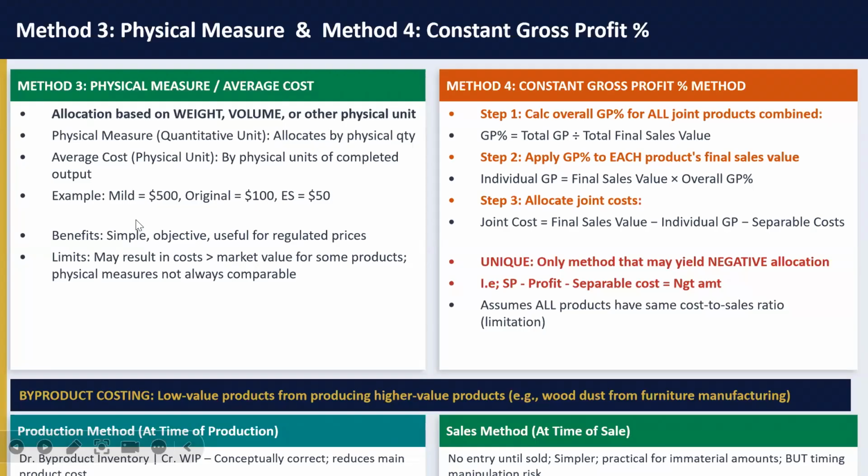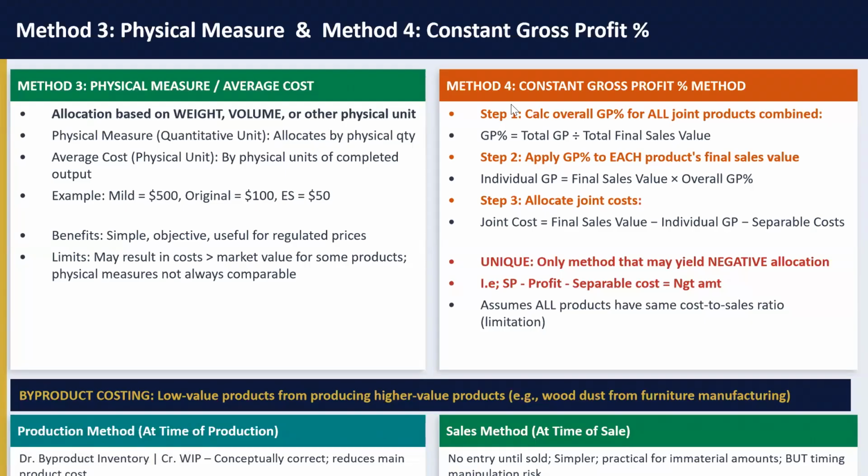Remember the gold and iron example which we took. The same case will happen for all the products in physical measure. The maximum joint cost load will be on the products that are not able to generate sufficient sales revenue. The minimum joint cost will be allocated to those products which are earning a lot of market revenue. So that is our limitation. It may result in costs being greater than market value for some products. Physical measures are not always comparable.